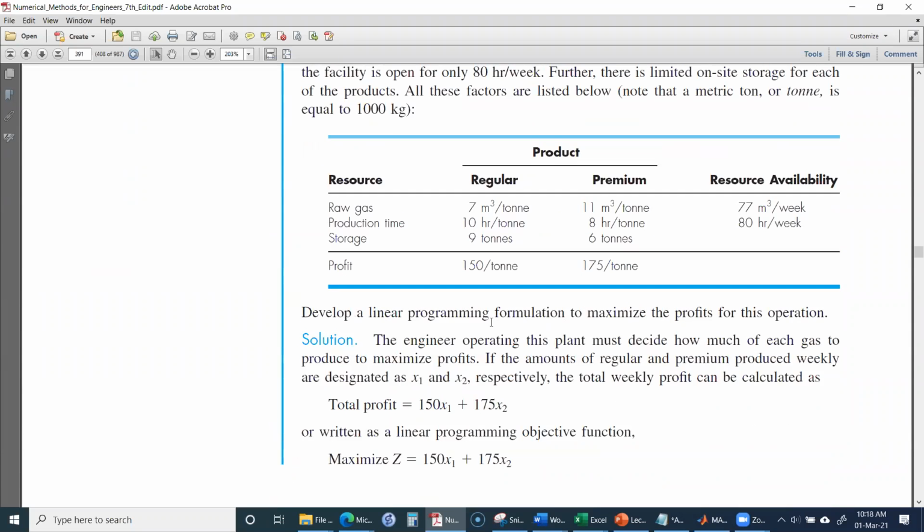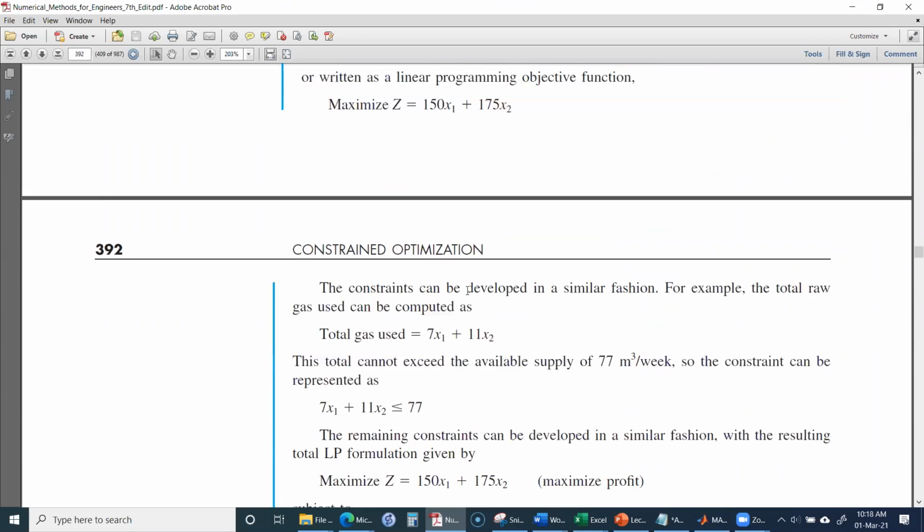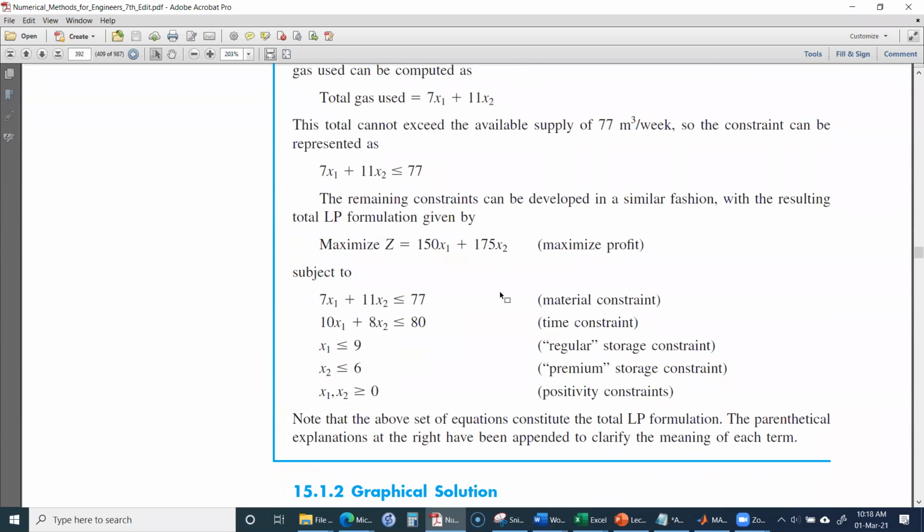And similarly for the individual storage, x1 should be less than or equal to 9 and x2 should be less than or equal to 6. So we summarize everything together over here. First of all, we have the objective function, and then the first constraint, the second constraint, and these two individual constraints. Another additional constraint is called the positivity constraint: both x1 and x2 should be greater than 0.